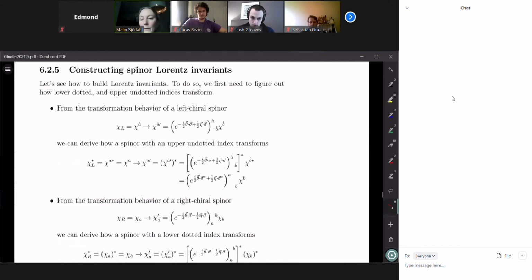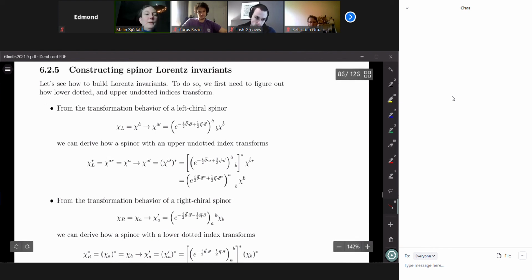Okay, now what we want to do is something quite important. We want to construct the Lorentz invariant quantities, because when we're considering scattering processes in particle physics, of course, we want something Lorentz invariant. We want to describe nature in terms of Lorentz invariant quantities. And to explore the concept of Lorentz invariance, we must figure out how lower dotted and upper undotted indices transform. So the type of indices that we didn't have before.